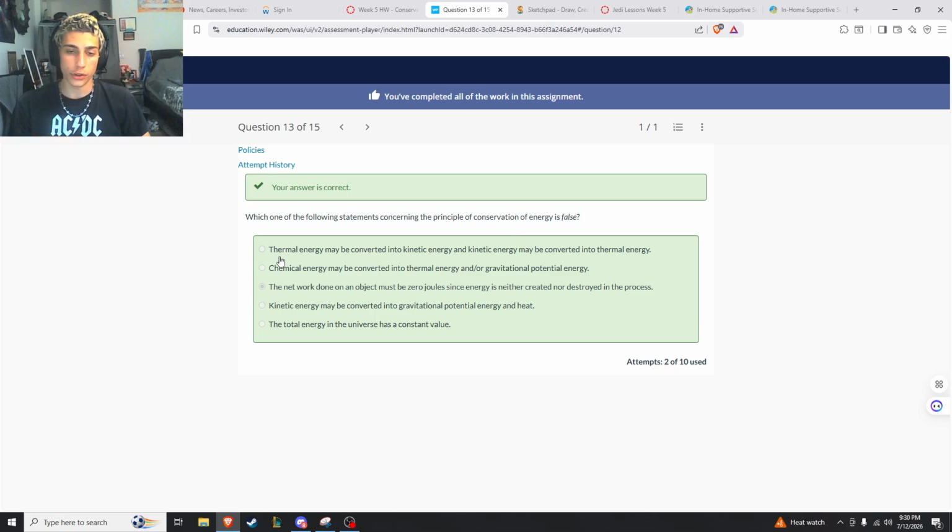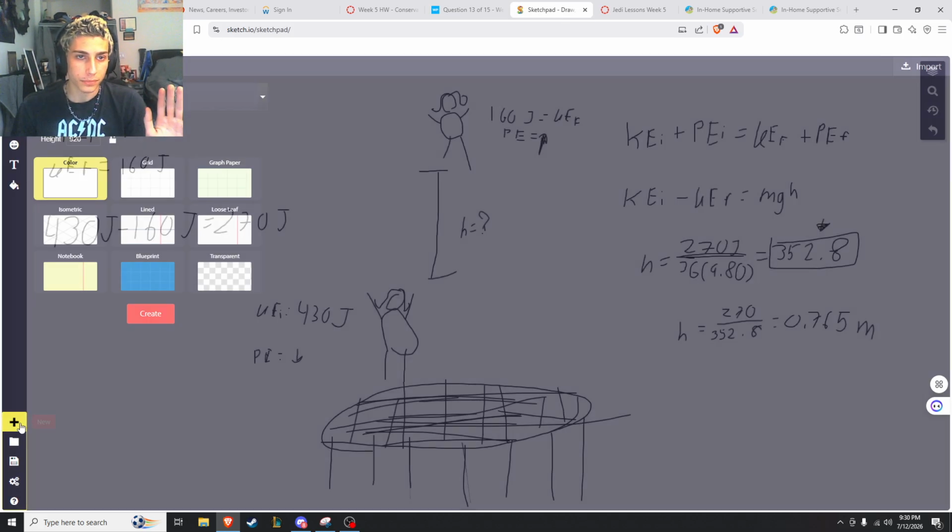After reading through all of them: thermal energy may be converted into kinetic energy, and kinetic energy may be converted into thermal energy. Chemical energy may be converted into thermal energy and or gravitational potential energy, both true. Kinetic energy may be converted into gravitational potential energy and heat, true. The total energy in the universe has a constant value, and that is true. The only one I left out here is the right answer. The net work done on an object must be 0 joules, since energy is neither created nor destroyed in the process. And this is completely false.